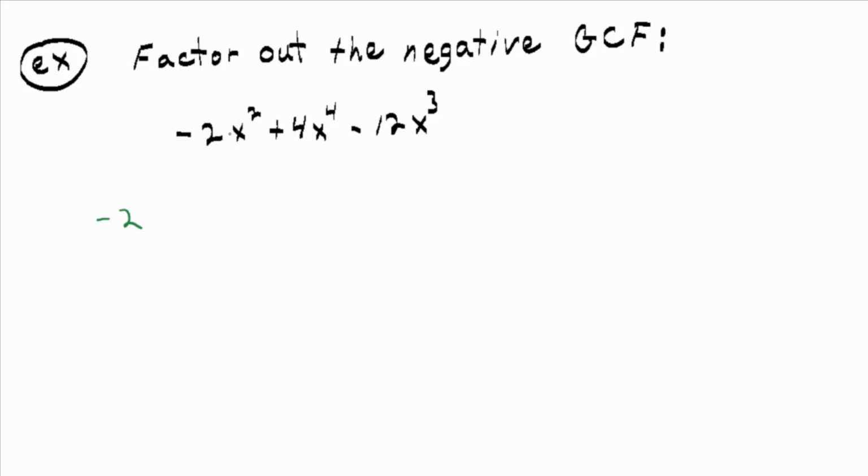Okay, what's the GCF of x squared, x to the fourth, and x cubed? x squared. So the negative GCF is negative 2x squared. Okay, what's left?